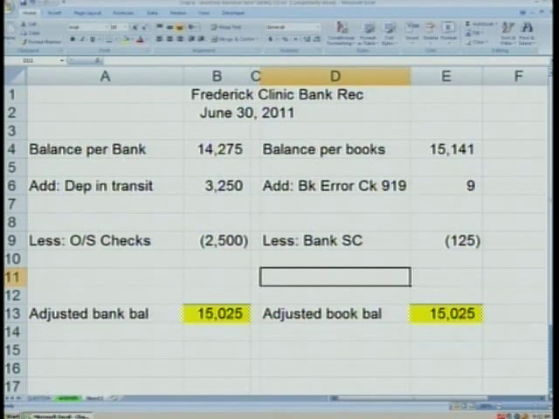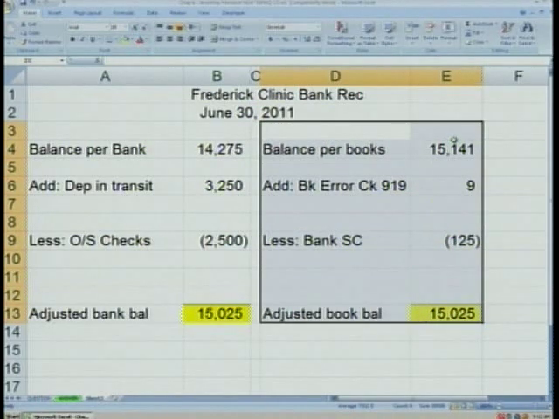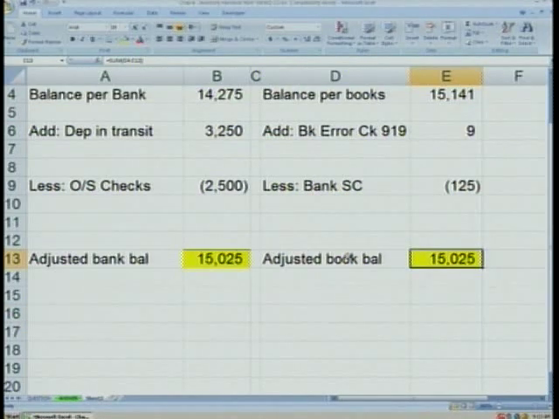Okay, now the only thing we have to do now, though, is we do have to make some journal entries, don't we? Now, do we make journal entries for the left side or the right side? We make journal entries for this side. Right now, our books say we have 15,141. After we're done, we want to have our books say at June 30th that we have 15,025. Correct? All right, so what are we going to do? Well, these journal entries, in a way, kind of write themselves.